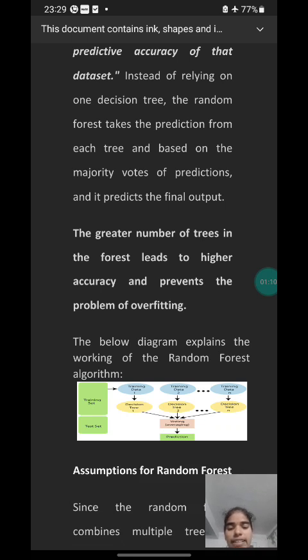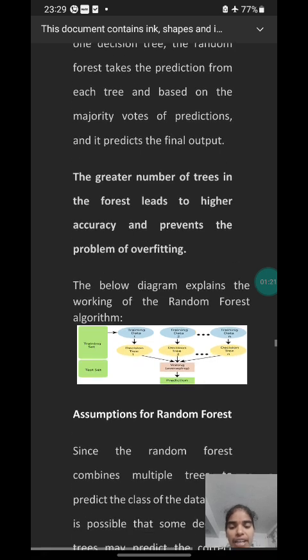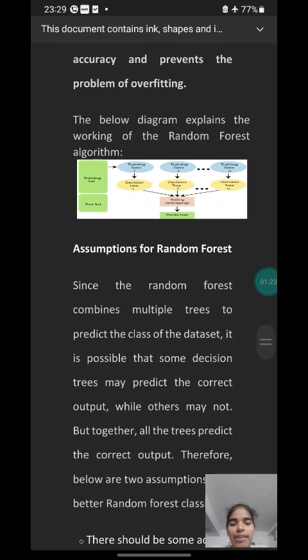Training set, training data 1, training data 2 and so on, training data n. Test set, decision tree 1, decision tree 2 and so on, decision tree n. Overall voting, averaged, prediction. Assumptions for random forest.